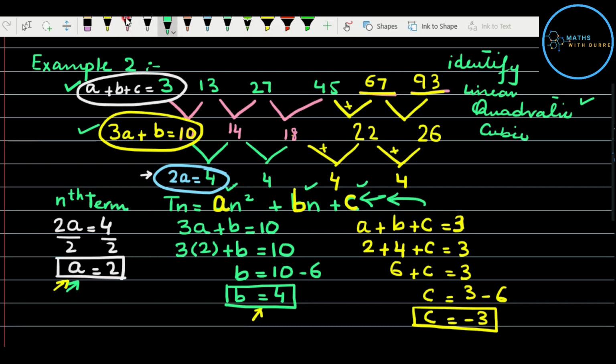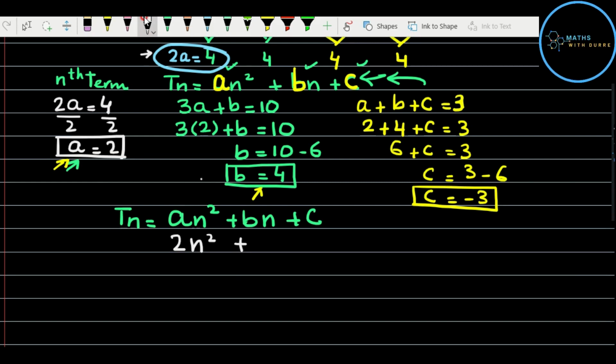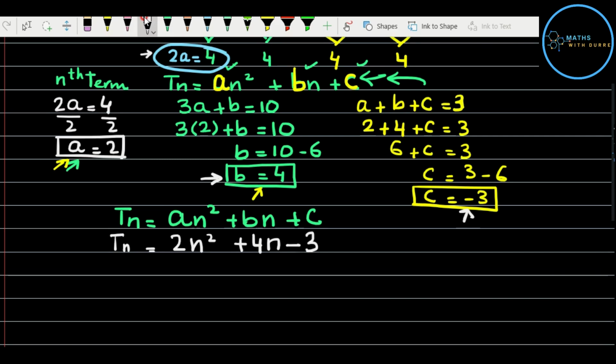Once we calculate all these 3 values, we have to substitute all the values in this formula. So the nth term will become what? Instead of a, I am substituting 2, because we have calculated a as 2. Plus, instead of b, we will write 4, and c is minus 3. So the nth term is 2n² plus 4n minus 3. This is the nth term formula of this sequence.